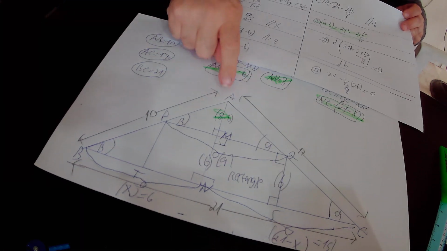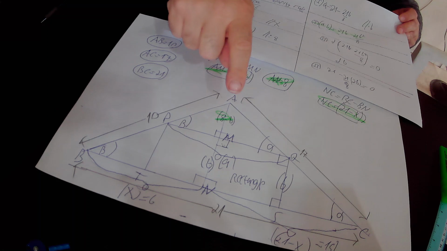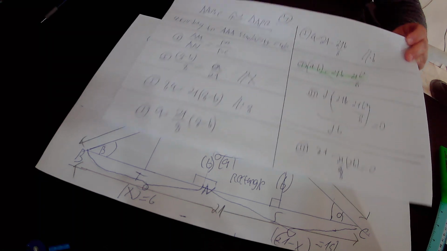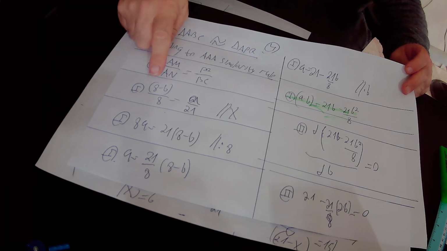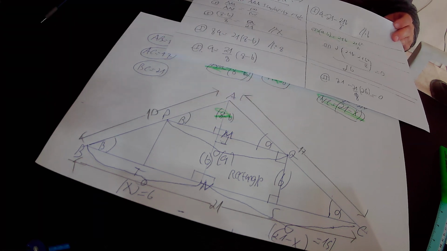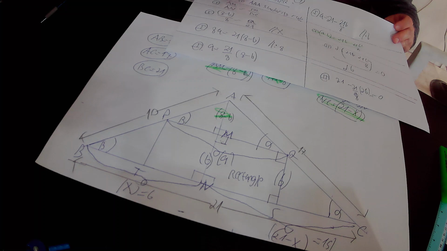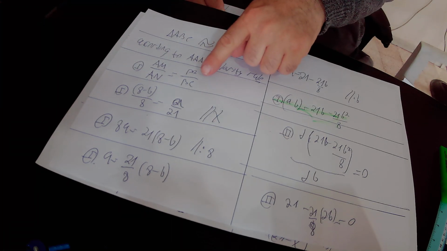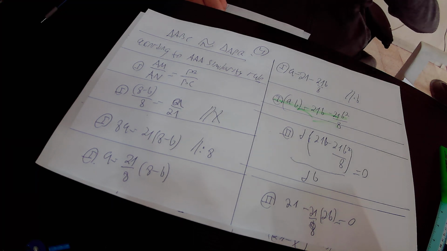AM is 8 minus B, AN is 8. PQ is A according to our definition, it is the length of the rectangle, and BC is 21. So actually, according to equation 1, we found out that 8 minus B over 8 equals A over 21.